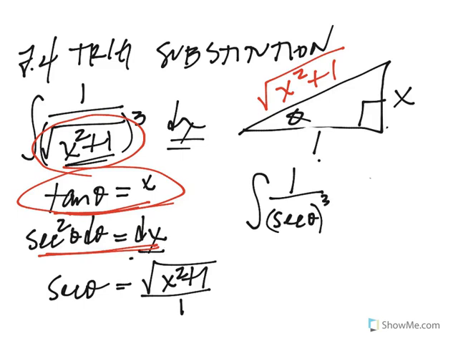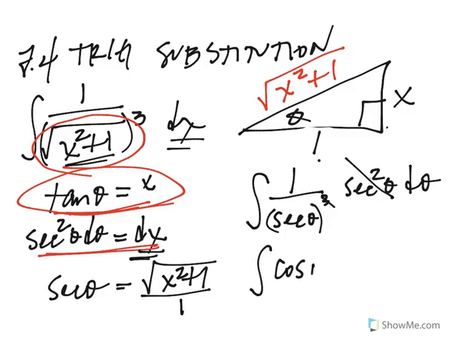Now you need to be careful here. The dx comes out, and I put in what it's equal to. That's the secant squared of theta d theta. These cancel. I bring the secant up to the top. That gives me the cosine of theta d theta, which is the sine of theta plus c.